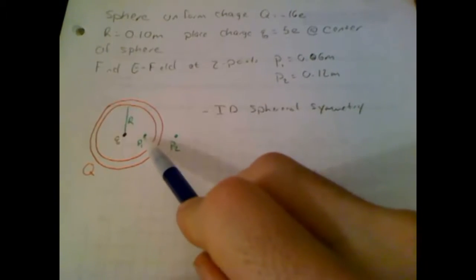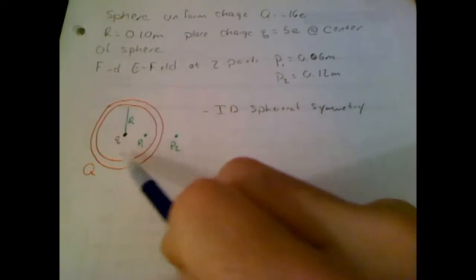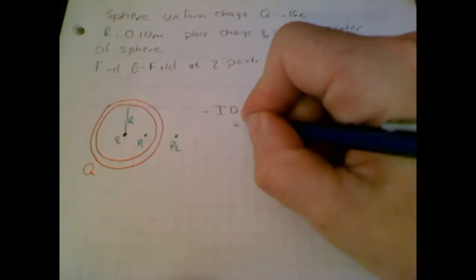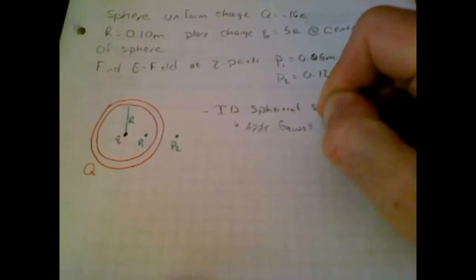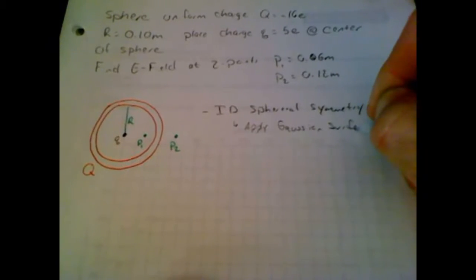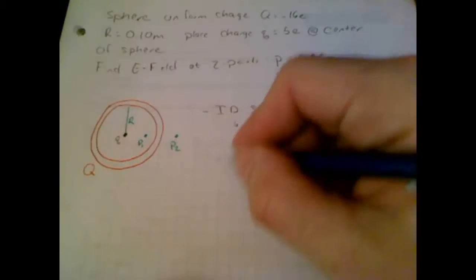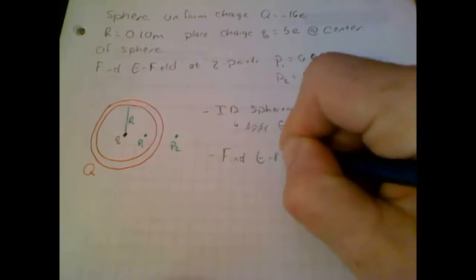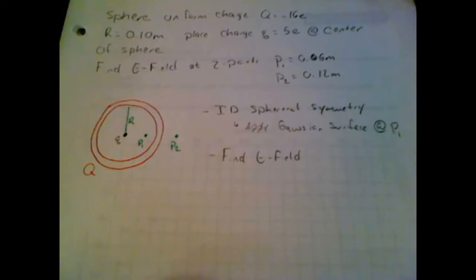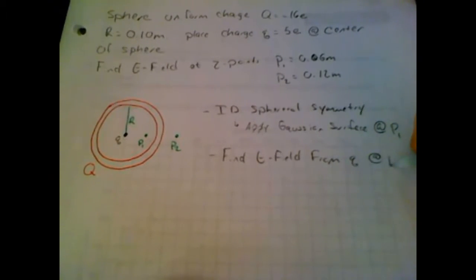Meaning, I'm going to draw a Gaussian surface. First, I'm going to start with just point P1 and closing in that. So I'm going to apply a Gaussian surface at point P1, or really just around point P1, not really at point P1. From there, we're going to find the electric field. I'm going to find the electric field using Gauss's law from only small q at P1.